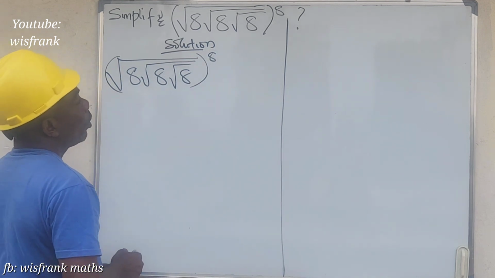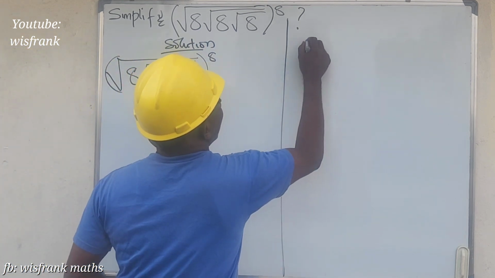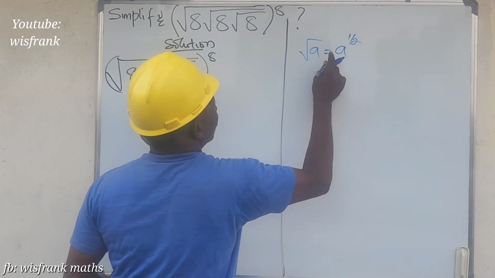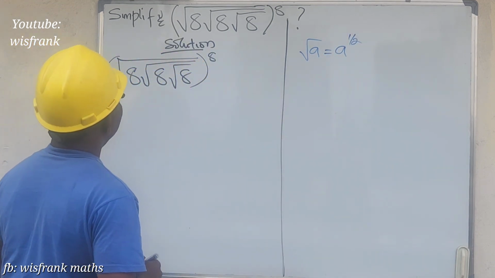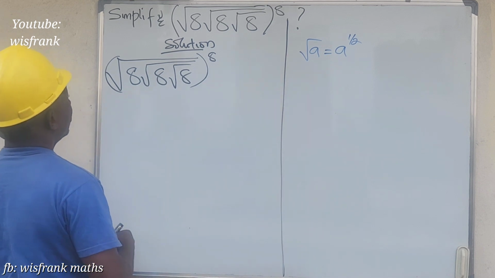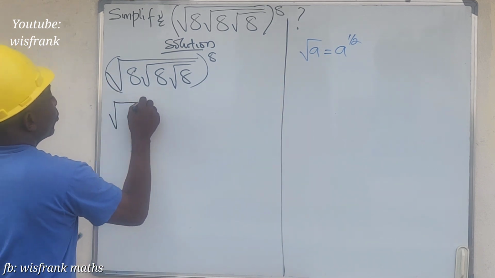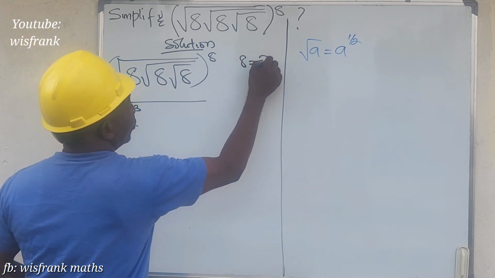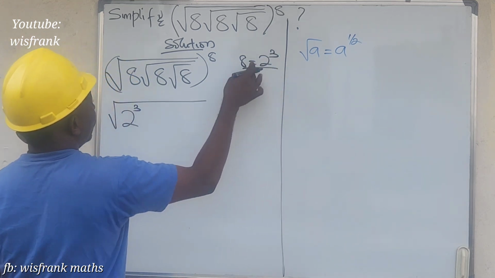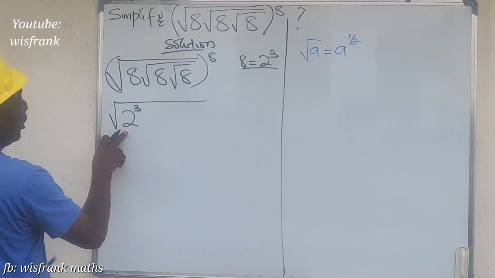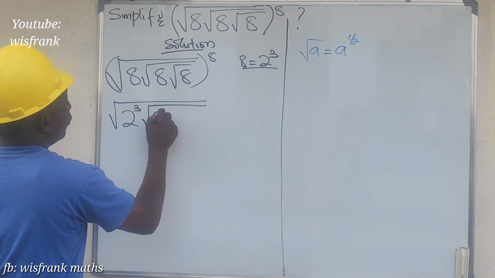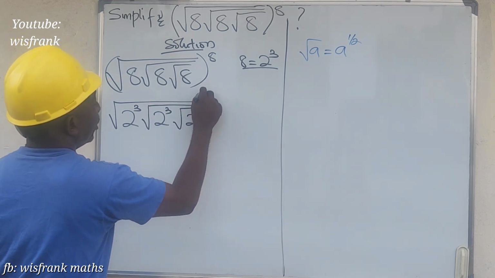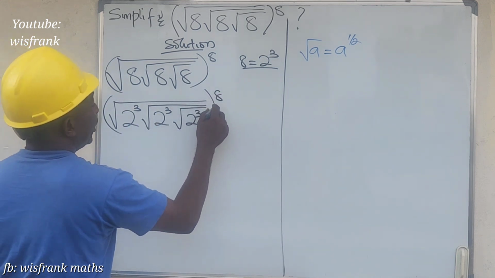We know that the square root of a is the same thing as a to the power of 1 all over 2. This is what square root means. So from this illustration, this is the same thing as the square root of 2 to the power of 3, and 8 equals 2 to the power of 3. This is what it means. You have the square root of 2 to the power of 3 into the square root of 2 to the power of 3 into the square root of 2 to the power of 3, all to the power of 8.